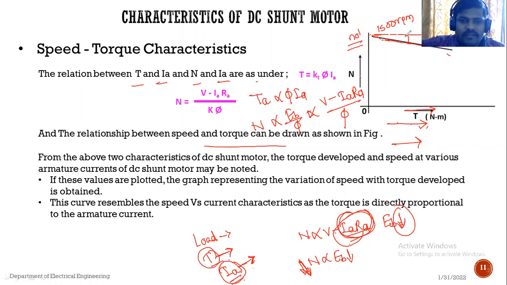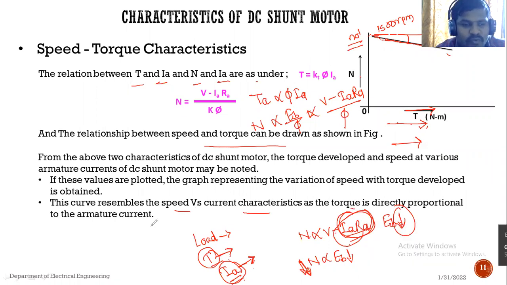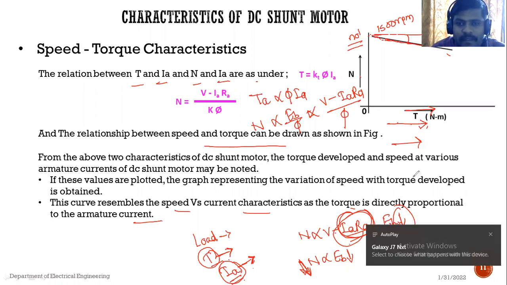Variation of speed with torque developed can be obtained. Okay, it is obtained, and the curve resembles the speed versus current characteristics, as torque is directly proportional to the armature current. Torque armature current ला proportional आहे.